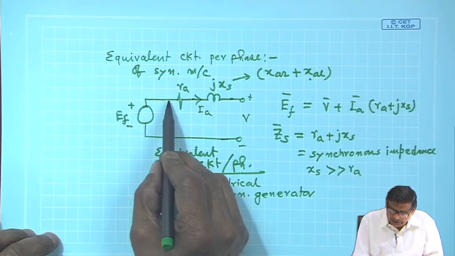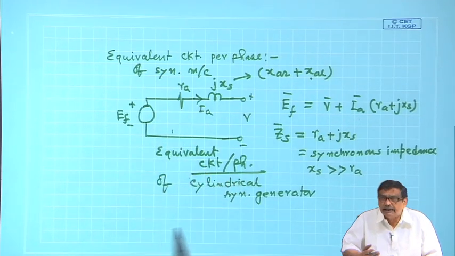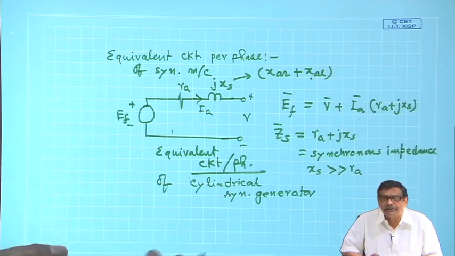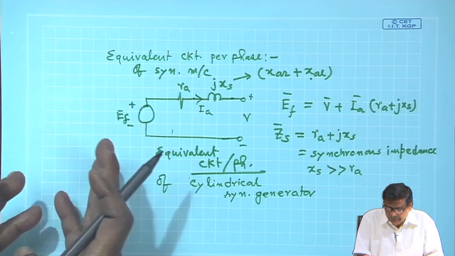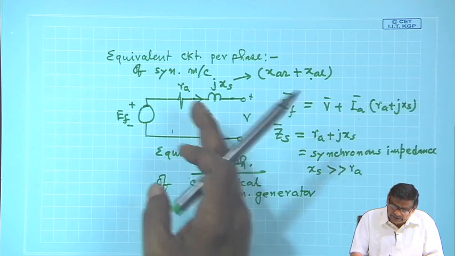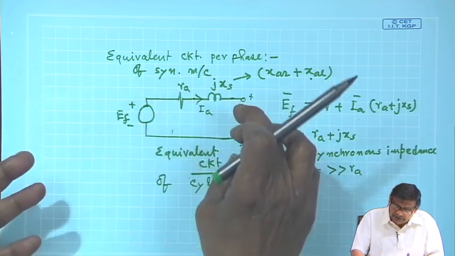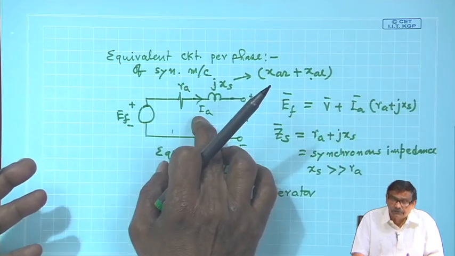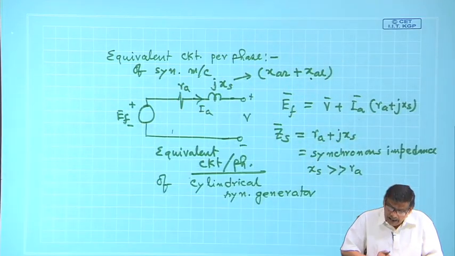Because of what? There is no parallel branch like X M and R C L in parallel across the supply we used to show for an induction motor, but that parallel branch is not there. So, it is a great relief, I mean computationally, a very simple circuit. EF, what is EF? EF is the no load induced voltage. When I A is 0, then the terminal voltage V will be equal to EF, because there will be no drop.